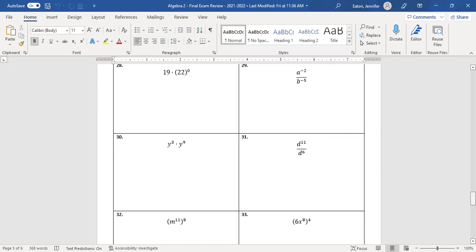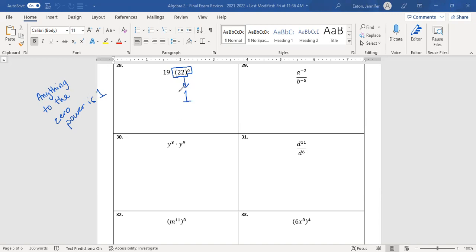So I just want to kind of go over all of our properties so that we can remember them for the final exam. So the first property that we have exemplified here is 22 to the 0 power. And we remember that anything, I'm writing this down, maybe you should too, to the 0 power is 1. So 22 to the 0 power became 1.